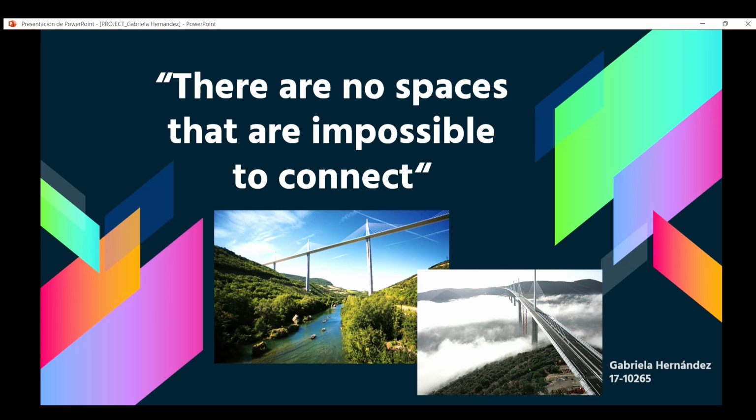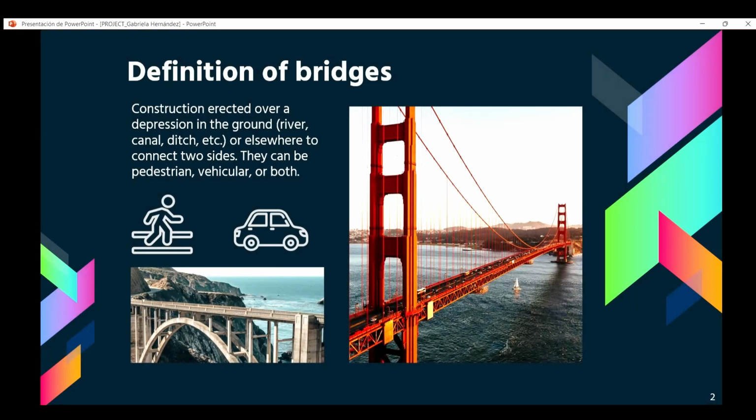Hello everyone, my name is Gabriela Hernández and today I want to talk to you about bridges, specifically their definition, types and the use of them. And finally, we will talk in detail all about the Millau Viaduct. Okay, what is a bridge?